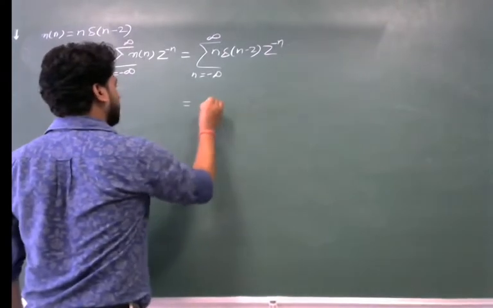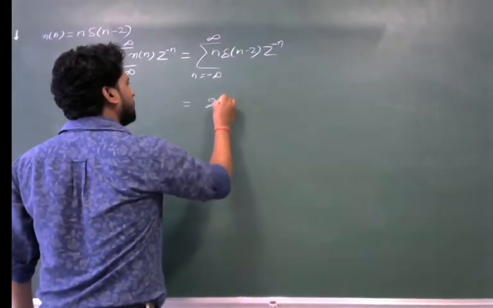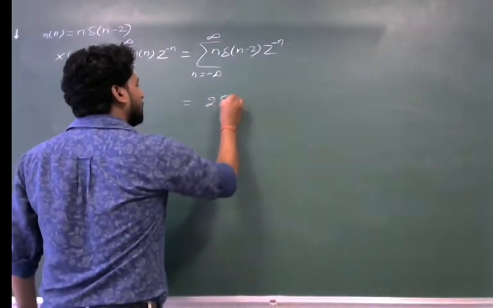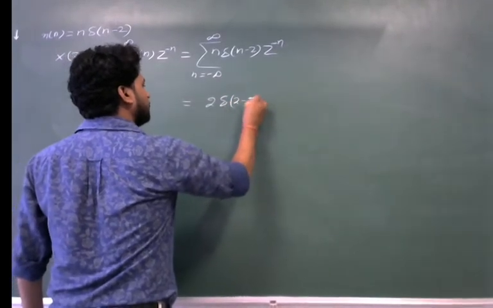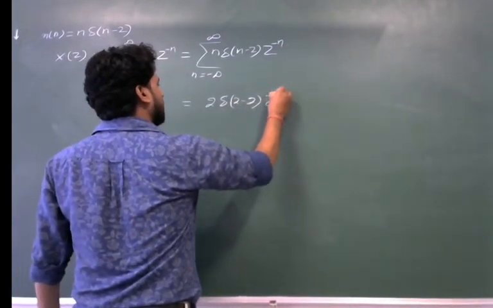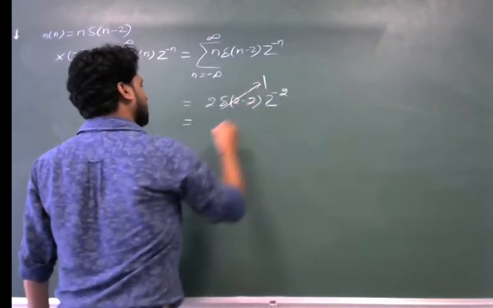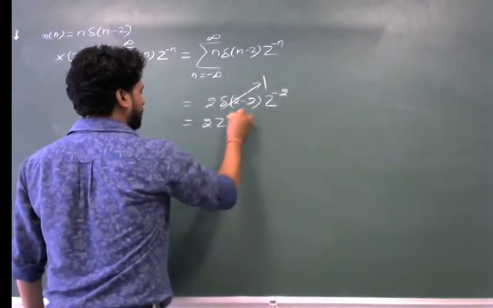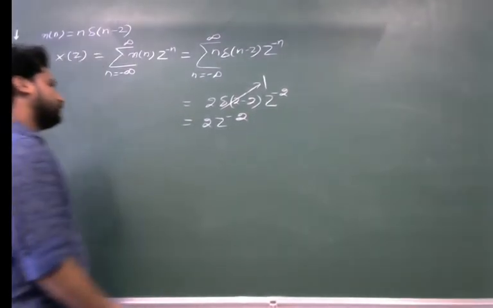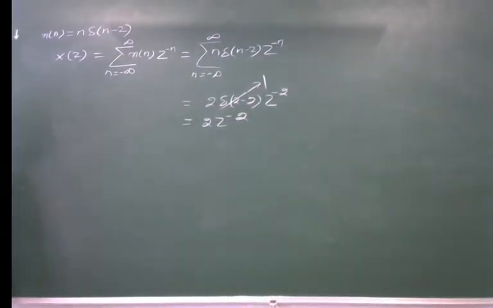So this will be equal to 2 times, n into 2 minus 2, into z power minus 2. So this will become 1. This will be equal to 2 into z power minus 2. This is what we will get by applying the relation of z transform.